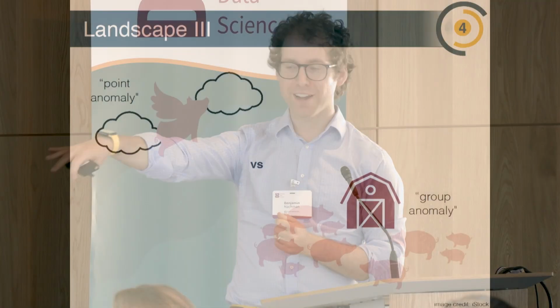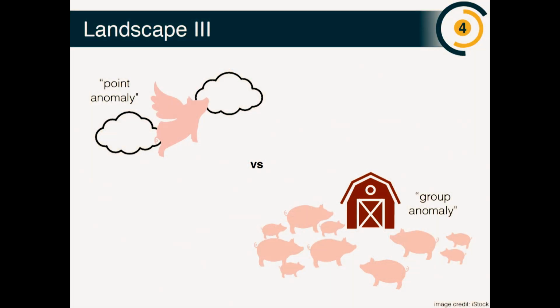Okay, my third picture here, which Ashley touched on a little bit, is different kinds of anomaly: point anomalies versus group anomalies. I'm going to put all of the non-point anomalies into group anomalies, but more or less, the point anomaly is where you see a single example, you show it to an expert, it's an anomaly, Nobel Prize.